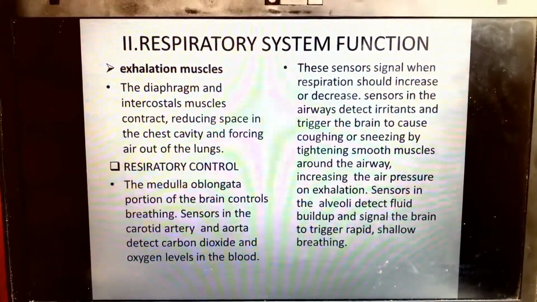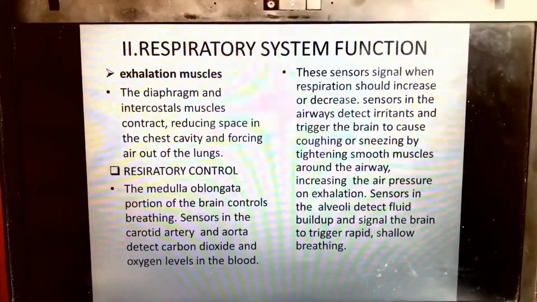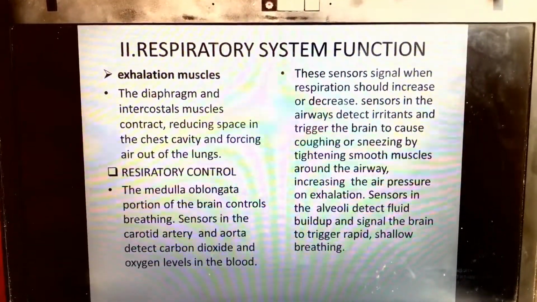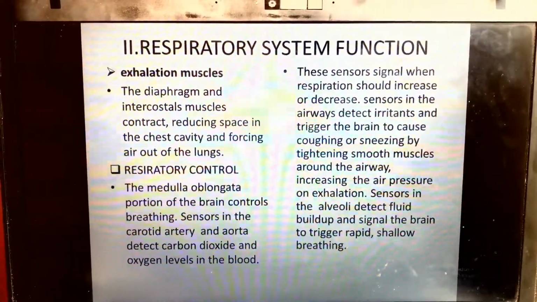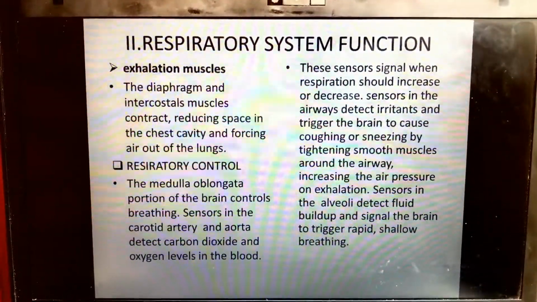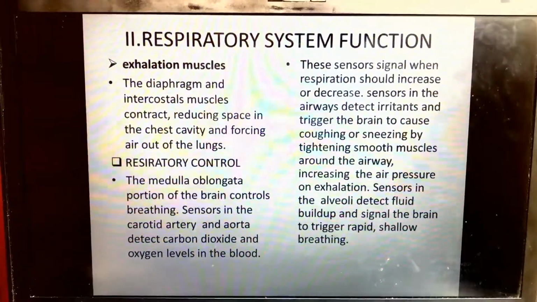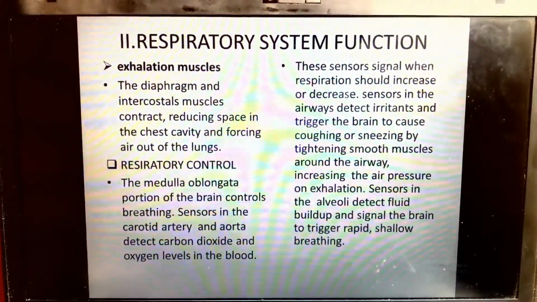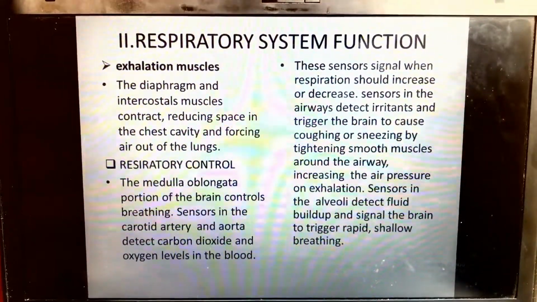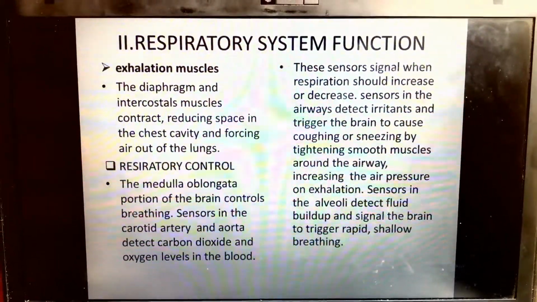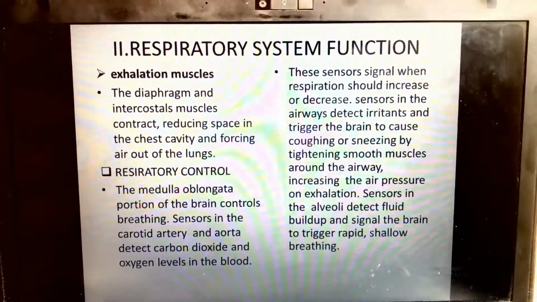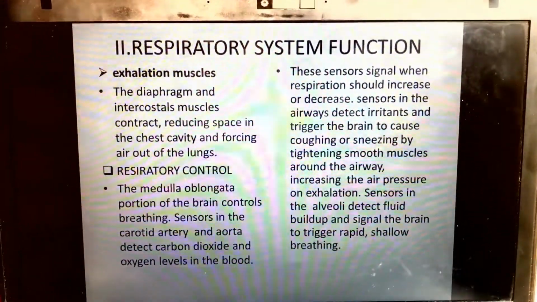Sensors in the airway detect irritants and trigger the brain to cause coughing or sneezing by tightening smooth muscles around the airway, increasing the air pressure on exhalation. Sensors in the alveoli detect fluid buildup and signal the brain to trigger rapid, shallow breathing.